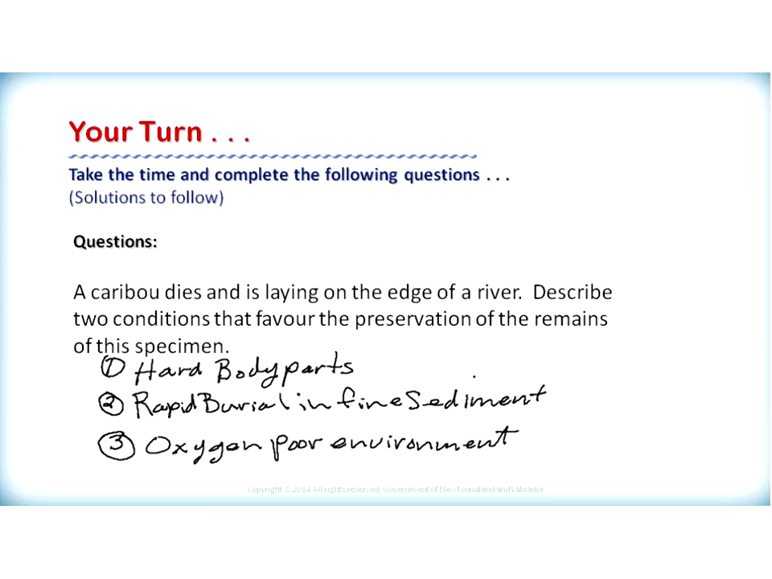Out of these 3 choices, a caribou do have hard body parts made up of bones, teeth, antlers, etc. And seeing it's on the edge of a river where you do have high sedimentation, rapid burial is likely to have occurred. The third one, an oxygen-poor environment, may be in question when you look at the fossilization of a caribou on the side of a river. So let's look at the solution.